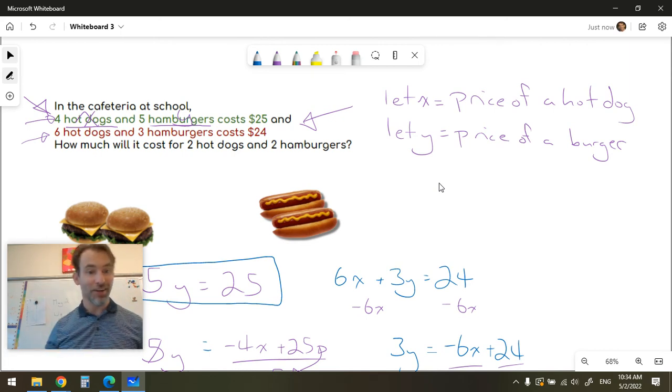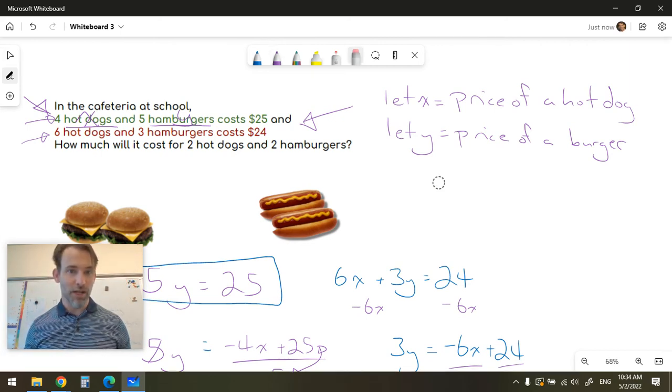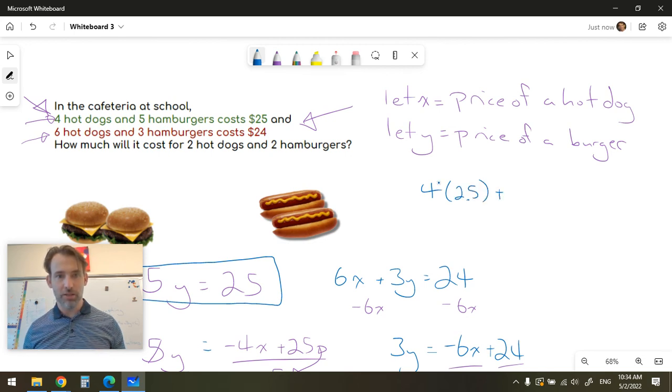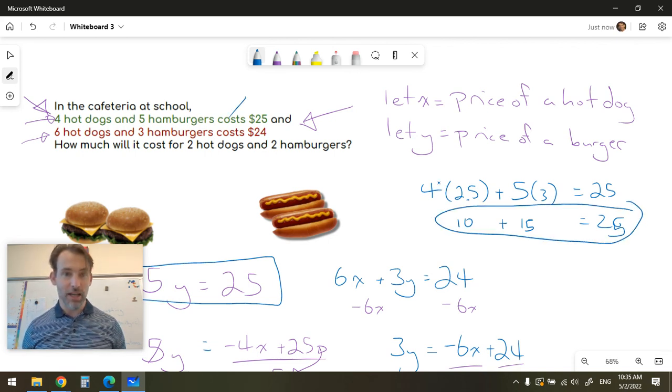Let's check our work, okay? Let's take the first situation, and then we'll say 4 times the price of a hot dog, 2.5, plus 5 times the price of a burger should equal $25. 4 times 2.5 happens to be $10. 5 times 3 happens to be $15. So 10 plus 15 does in fact equal 25. So that's a point that's satisfying this line here.